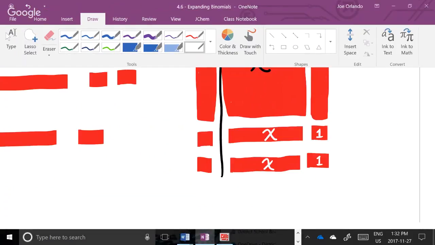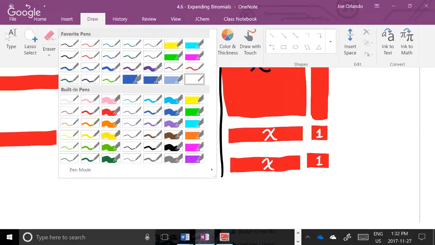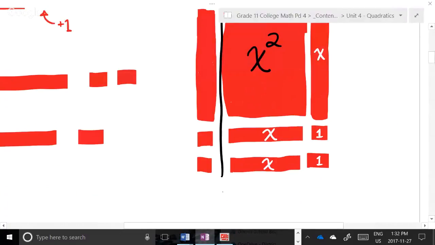And all together, what do we have? All together, we have 1x squared. How many x's? 3 x's. And how many singles? 2. And all of these are put together.